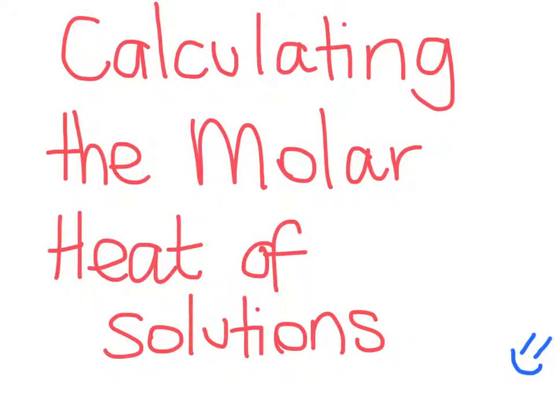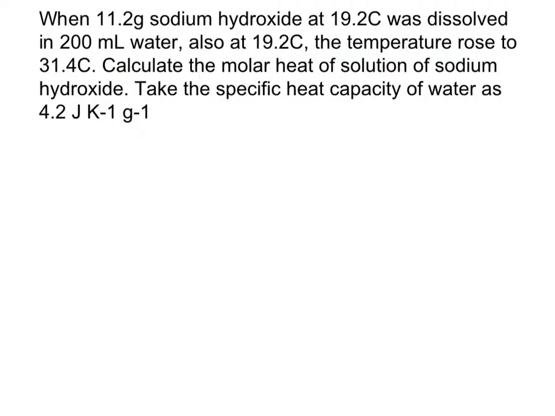Today we're going to look at calculating the molar heat of solutions. In our first worked example, we have 11.2 grams of sodium hydroxide at a temperature of 19.2 degrees, dissolved in 200 mL of water, also at 19.2. When they were mixed, the temperature rose to 31.4 degrees Celsius. Now we have to calculate the molar heat of solution of the sodium hydroxide.